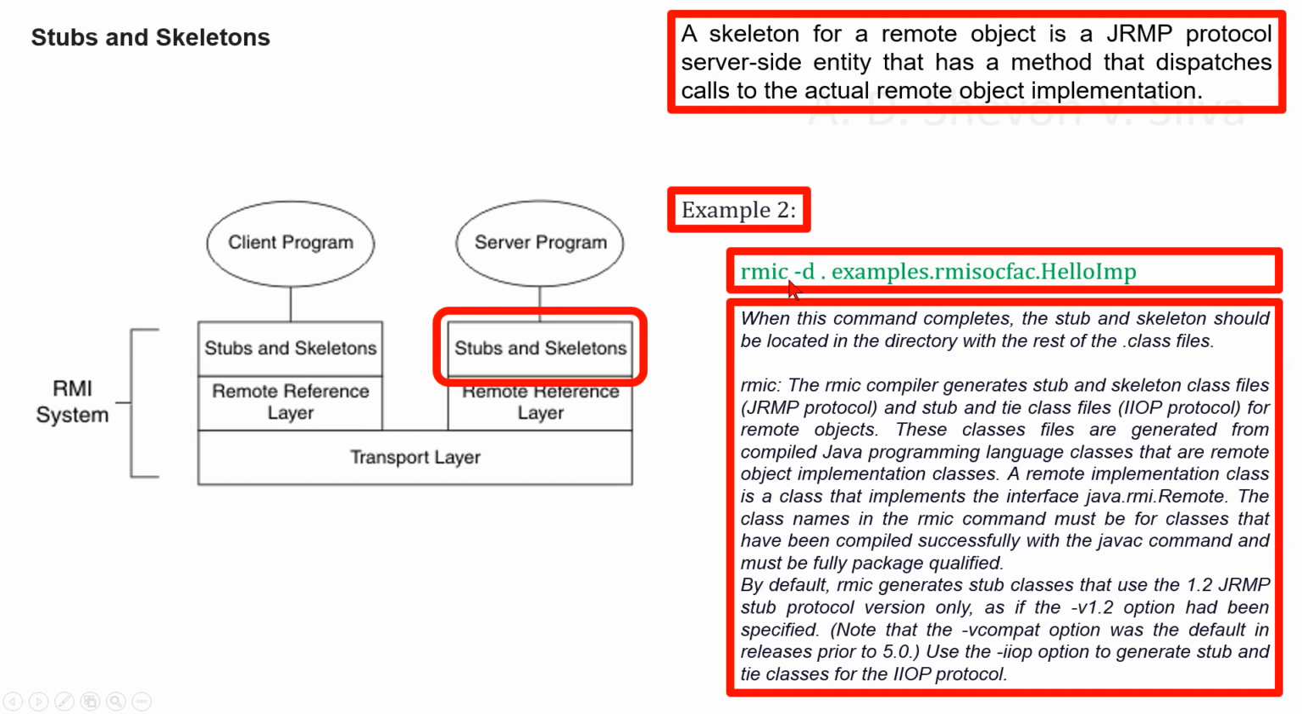The RMIC compiler generates stub and skeleton class files for the JRMP protocol, and stub and tie class files for the IIOP protocol, for remote objects. These class files are generated from compiled Java programming language classes that are remote object implementation classes. The remote implementation class is a class that implements interface java.rmi.Remote.